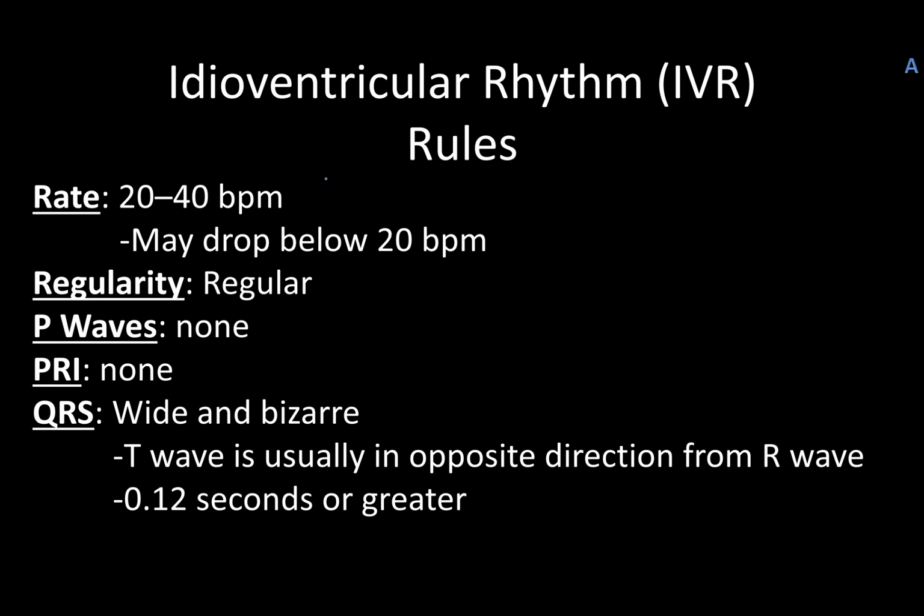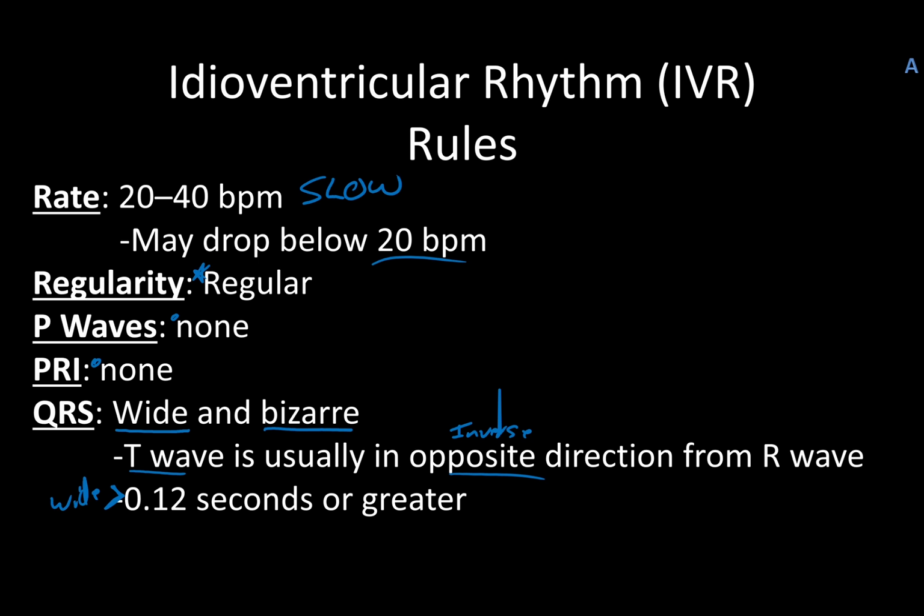All right, we are slow for sure. It can even drop below 20 depending on how bad the situation is. It's going to be really regular though. You'd be pretty impressed with that part. You're not going to have any P waves, no PRI. Your QRS will be wide. It will be bizarre. The T waves are going to be in the opposite direction, so inverse. And you're going to have that wide QRS, greater than 0.12 seconds.